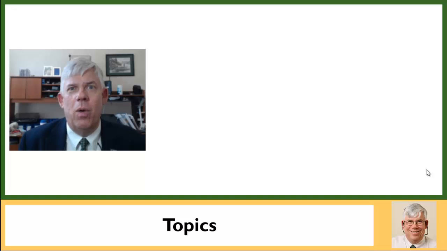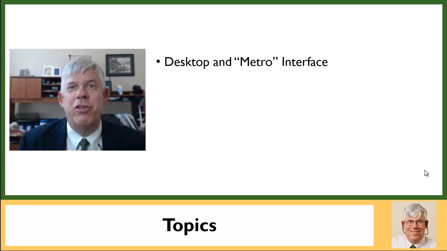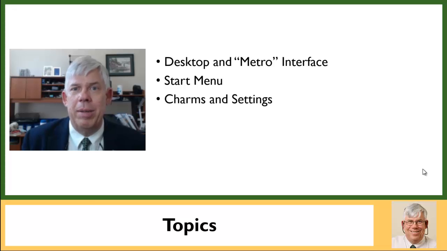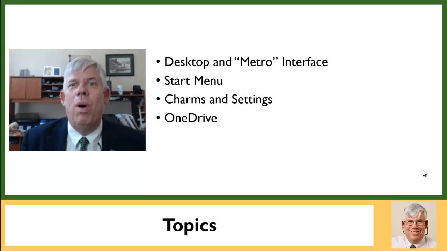The topics that we're going to talk about are the difference between the desktop and Metro interfaces, the start menu, and I'll mention a piece of software you can acquire, Classic Shell, if you need to get an old start menu instead of using the standard Windows 8 start menu. I'll talk a little bit about charms and settings, and I'll talk a little bit about OneDrive, which is the cloud-based storage solution that Microsoft advocates.